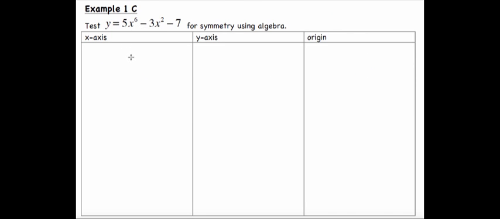Let's go ahead and once again test for x-axis, y-axis, and origin symmetry. So I'm going to start by writing down my original equation, which is not necessary, but I recommend. I'm actually just going to go straight across this time and make a little assembly line. And one more time.